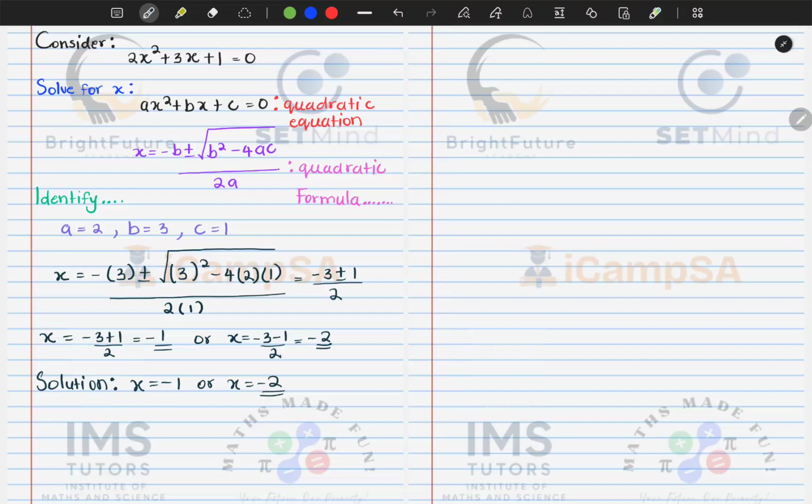In fact, let me just double check this. My apologies. If you look carefully, a is not 1, a is 2. So let's quickly replace that. So we'll end up having negative 1 over 2 for this one. Sorry, it is a 2, so which means we'll end up dividing by a 4. So this means we'll end up having negative a half, actually, if you think about it.